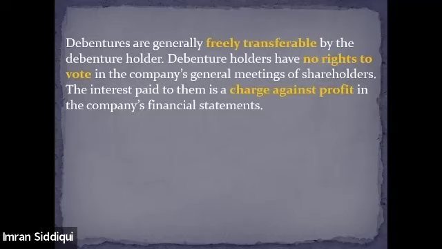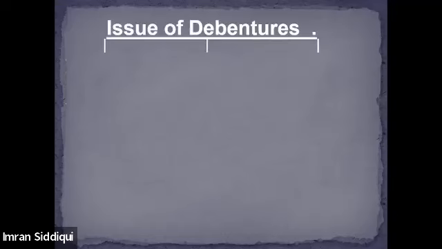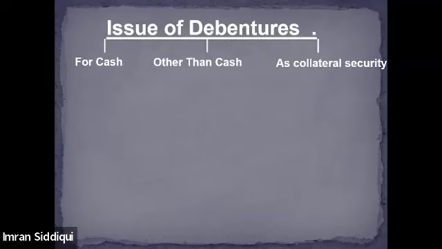Now we'll move to the accounting treatment of the debenture. Coming to the issue of debenture, just like the issue of shares, debentures can be issued in three different situations. Debenture can be issued for cash. Debenture can also be issued other than cash, and it can be issued as a collateral security. We'll talk about all these different scenarios, different cases, different examples. But firstly, we'll try to cover the issue of debenture for cash only.